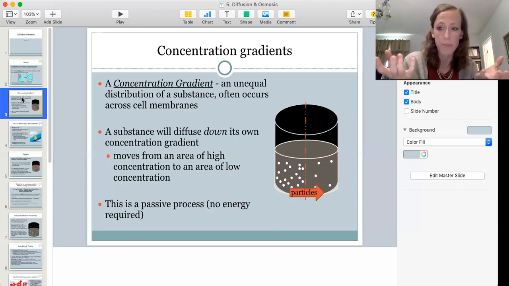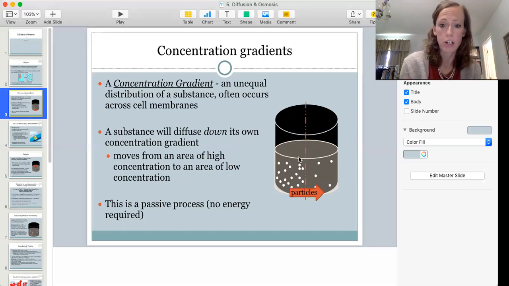And in biology, one of the major barriers that would create this unequal distribution is, of course, a cell membrane. We're keeping some things out of the cell and some things in the cell. Okay, if a particle is able to cross that barrier, whatever it be, the cell membrane or artificial barrier, it will, to achieve equilibrium, move in the direction from where it has a higher concentration to where it has a lower concentration.